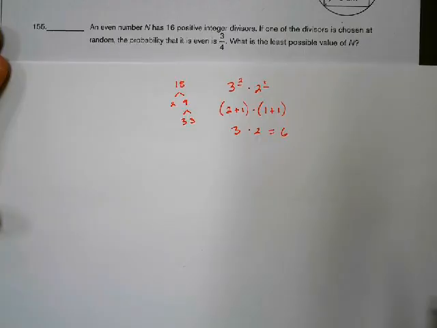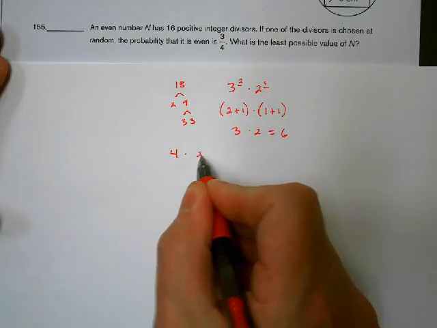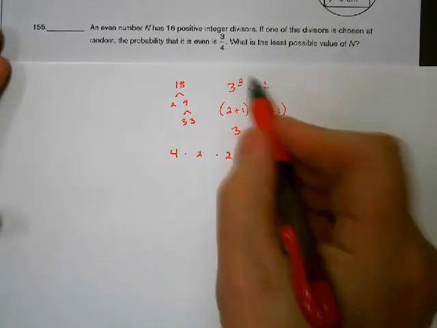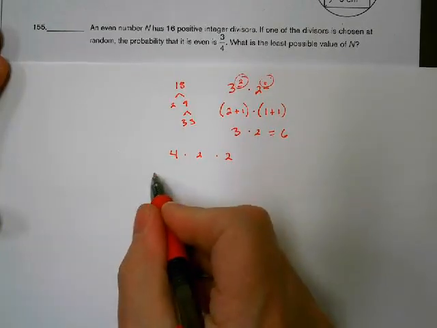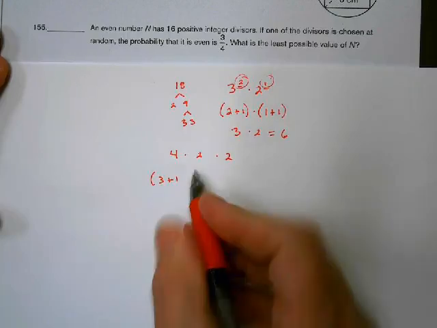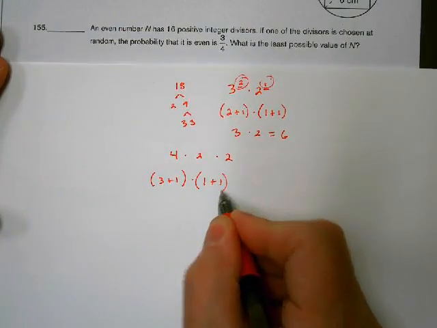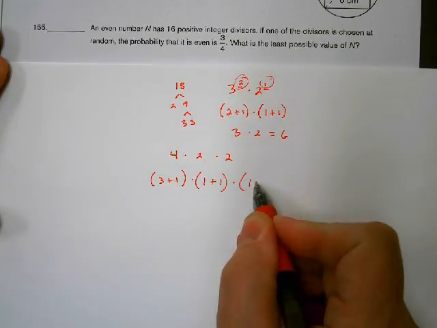So I decided to try 4 times 2 times 2. Now what does that mean for my exponents up here? What it means is this number would be 3 plus 1, so I have something to the third power. This number would be 1 plus 1, so I have another number to the first power, and then this would be 1 plus 1, which is another number to the first power.